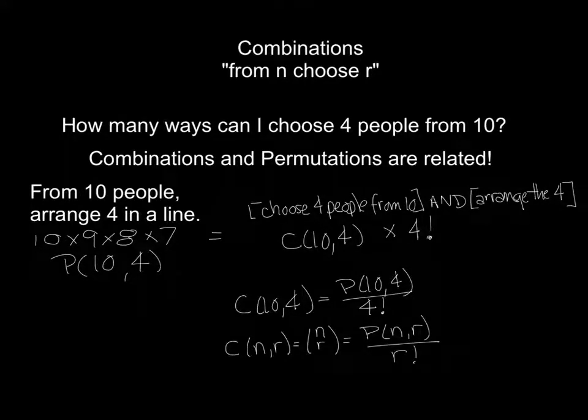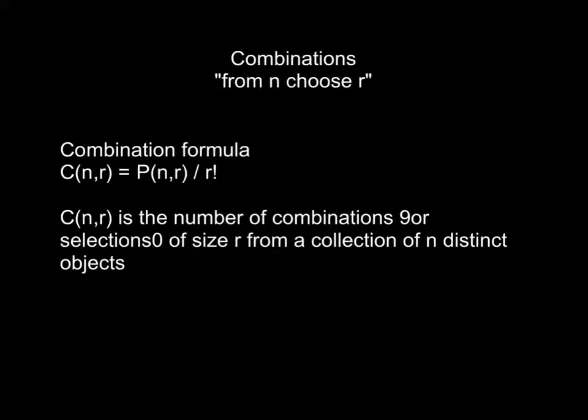Written in a more general form, C of n, r, also I have this notation, n choose r, is equal to P of n, r divided by r factorial. And you can see that combinations and permutations are related. So the general formula for combinations is C of n, r is equal to P of n, r divided by r factorial, where C of n, r is the number of combinations, and that should be a parentheses, but it turned out to be a 9, or selections of size r from a collection of n distinct objects. And again, in this formula, you can see how permutations and combinations are related.